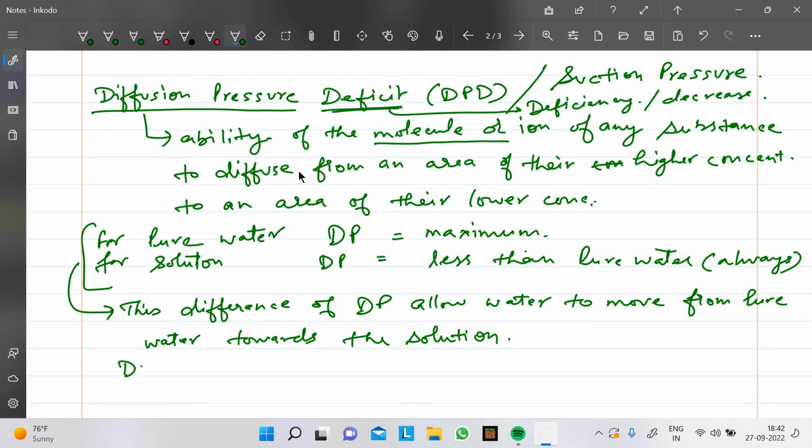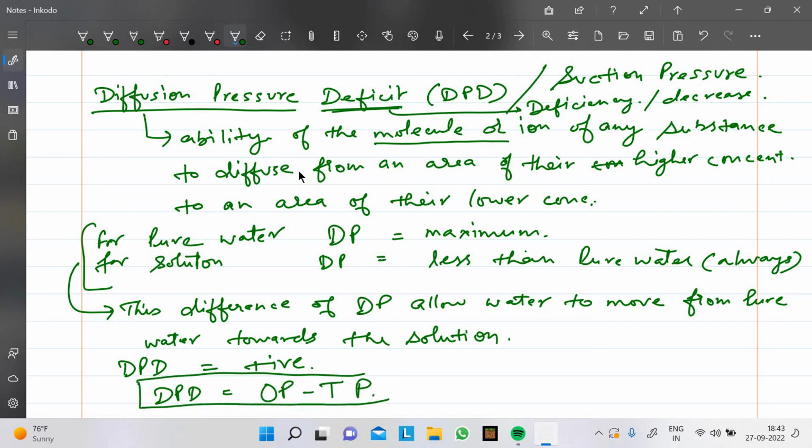Its value, the numerical value of DPD, is always positive. Numerically, if I want to conclude what DPD is, then DPD is equal to osmotic pressure minus turgor pressure. Just recall the water potential. This equation resembles the water potential equation. What is osmotic pressure or osmotic potential?